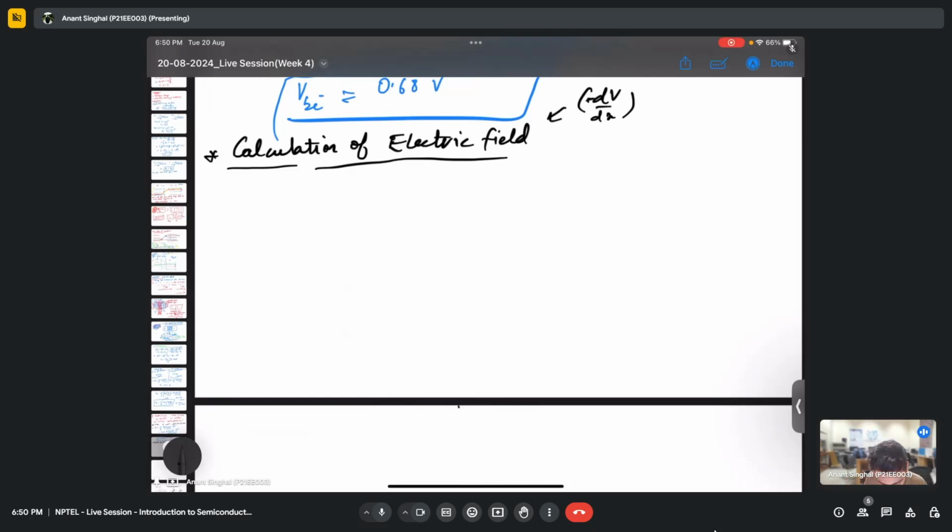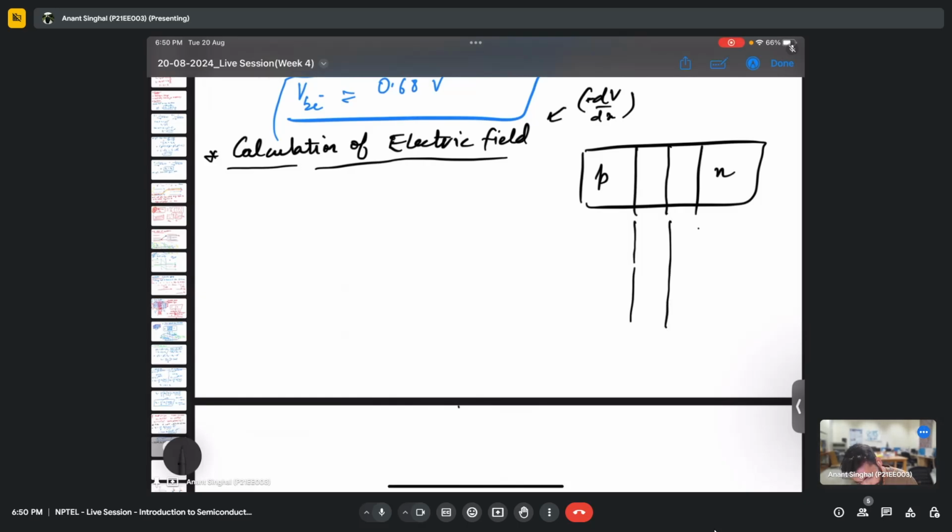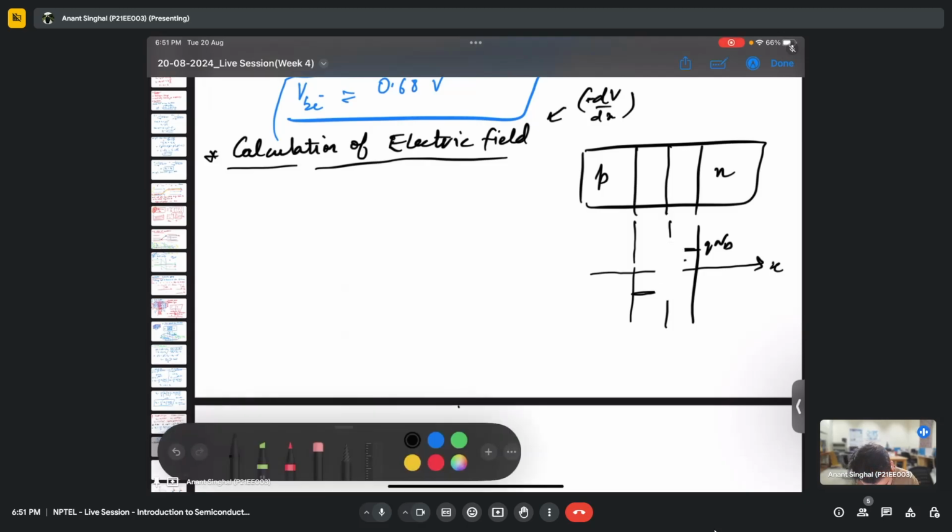So what we have done till now is we have this P type and N type of material, and we had some junction in which on one side we had a doping of Nd, and on the other side we had a doping of Na. So if I write something like this, so this is X. So this is positive Q Nd.